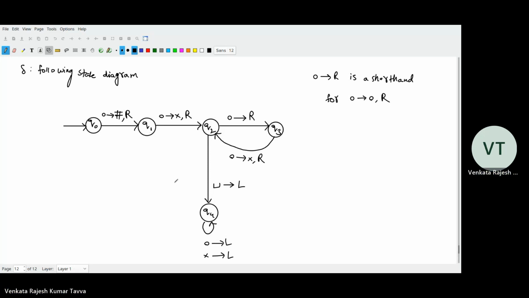Okay. So the moment I see a hash, I take one step right. So where should I go to the moment I see a hash? Q0 or Q1? Q1, because Q1 already tells you saw a hash and you came to Q1. In Q4, also you saw a hash. So you should come to Q1 after seeing the hash. Okay.